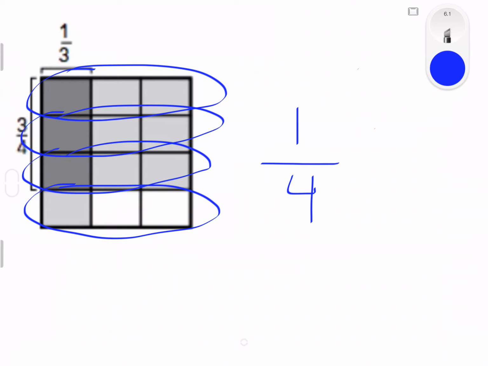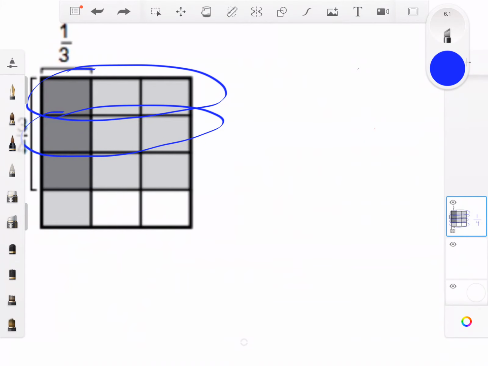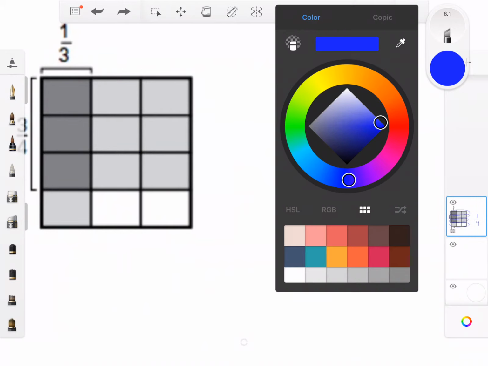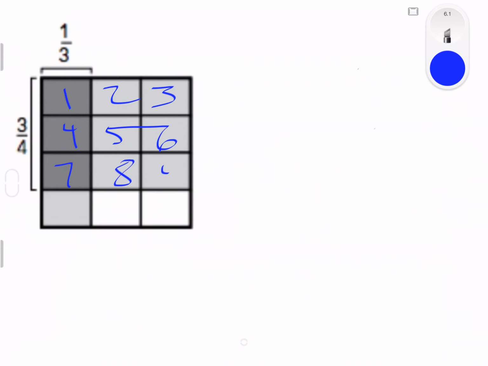How many parts are in the whole? To answer that third question, all you've got to do is count the squares, and we've talked about it as birthday cake in class. So how many squares are there? There's 1, 2, 3, 4, 5, 6, 7, 8, 9, 10, 11, 12. So you would write 12 to answer the question, how many parts are in the whole?